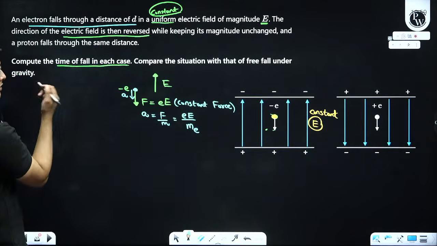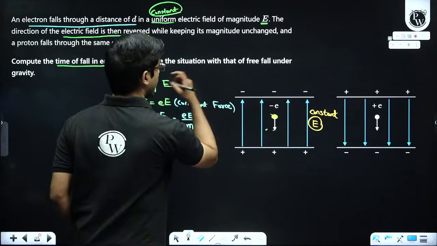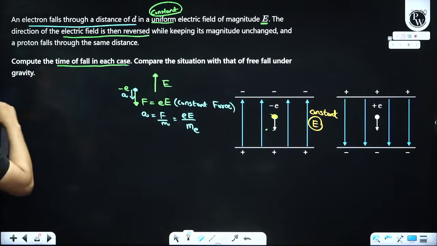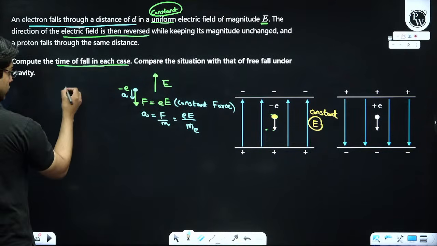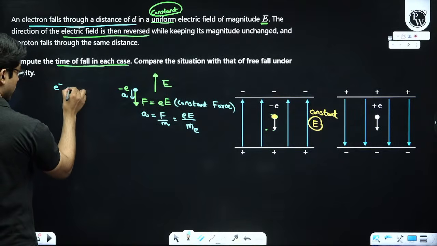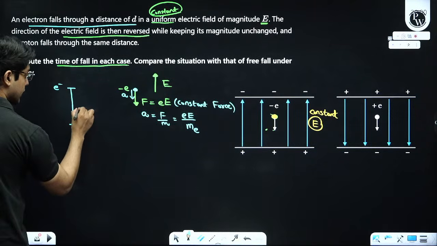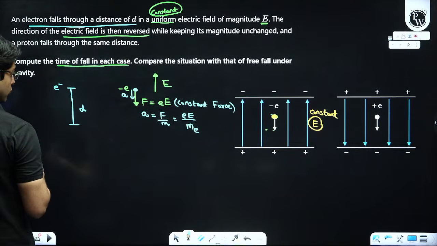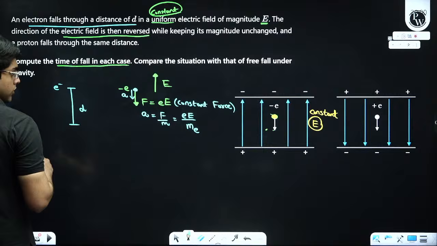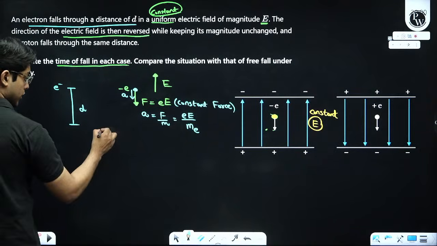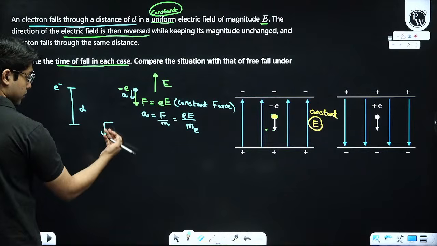And let's say it starts to fall, right? So let's say it starts from rest. So the electron is starting from rest and it is falling by a distance of d. So what is the time taken for this? This is just a standard result as well. This will be root 2h by g, if you guys remember from gravity.